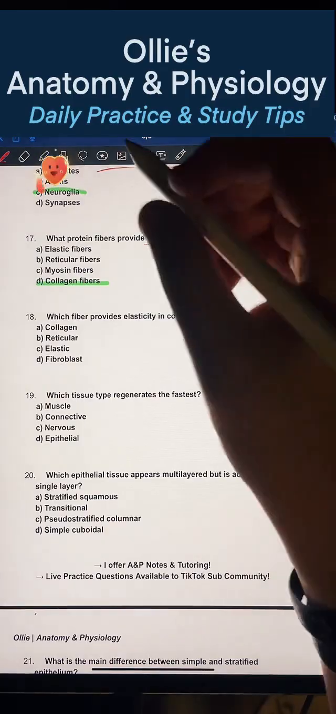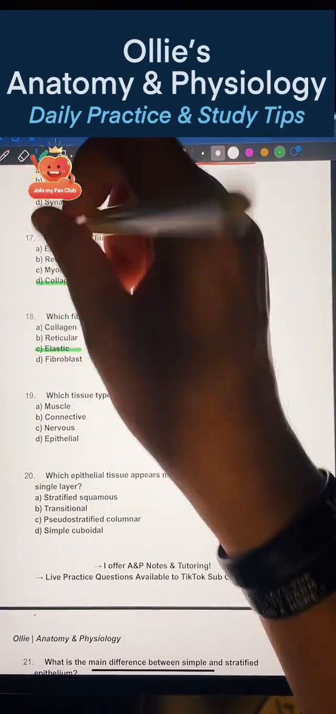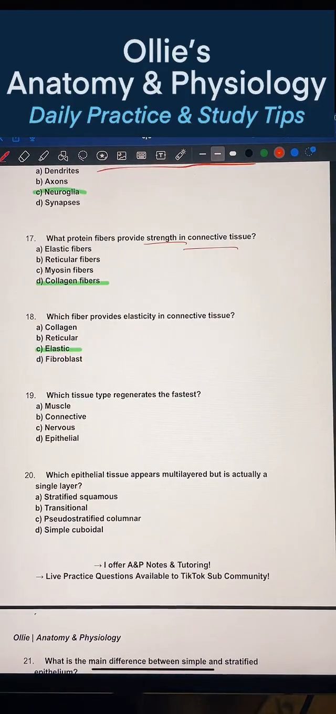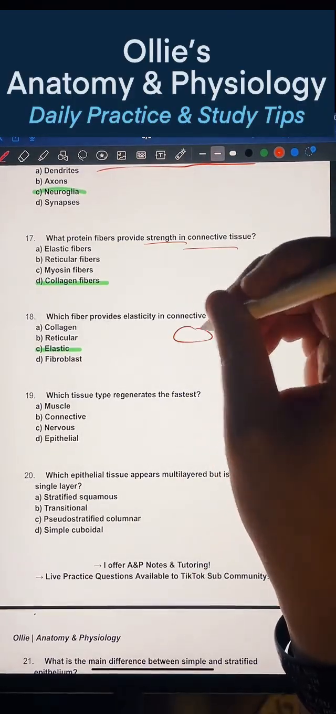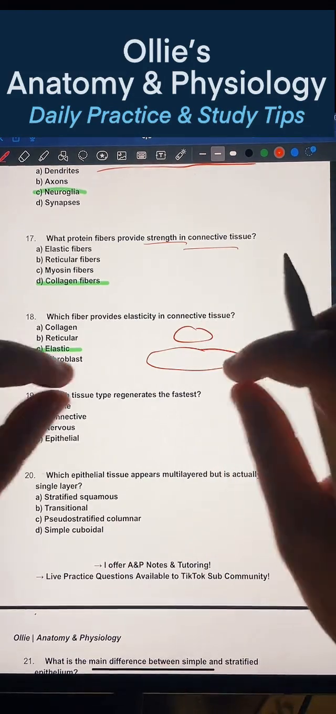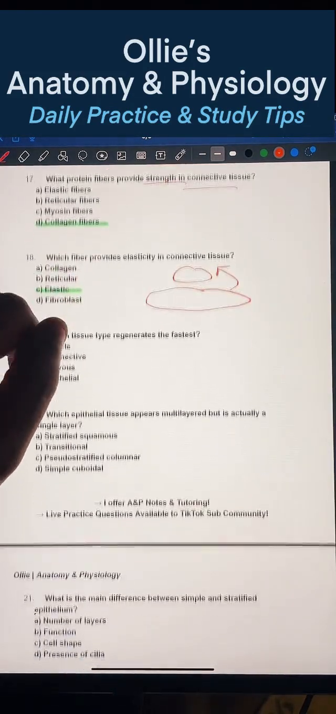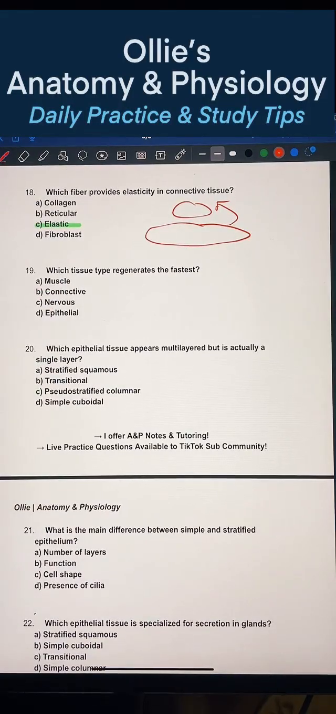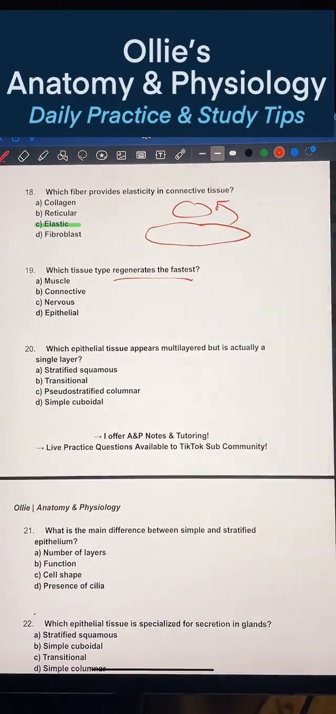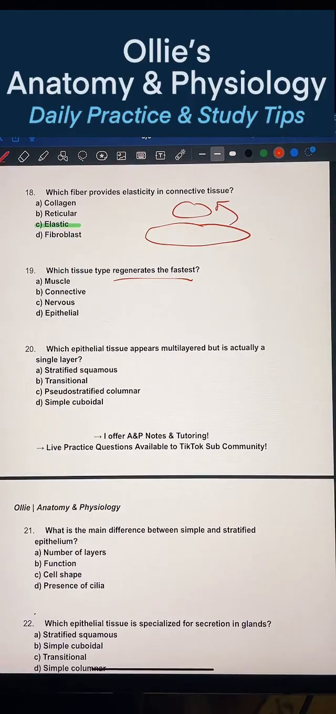We're on number 18. The answer is C. Elastic tissue provides elasticity, which essentially when we're referring to elasticity, it is essentially going to allow the recoil. Like, you have a rubber band. If you stretch that rubber band, it's elastic, but if you let it go, it returns to its original shape. That's what elasticity is. Number 19, what tissue type regenerates the fastest? A, B, C, or D?